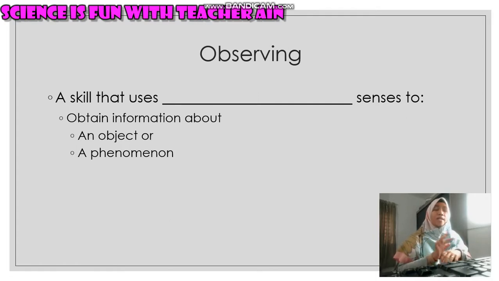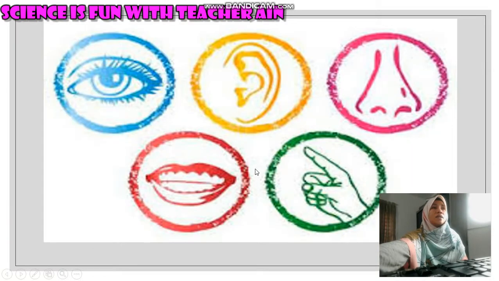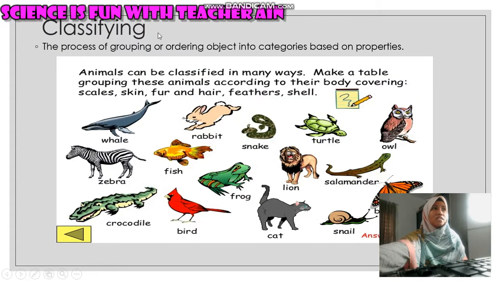The second part for our science process skill today. The first one was using our sight, by using our eyes, hearing, and then smell, touch, and taste. Actually you can see, it must show tongue. But never mind. The second one is actually classifying.